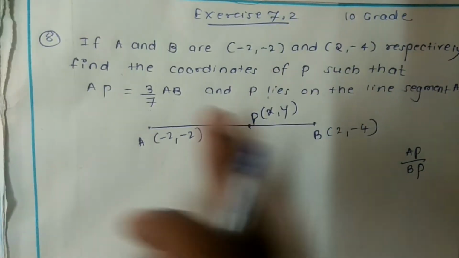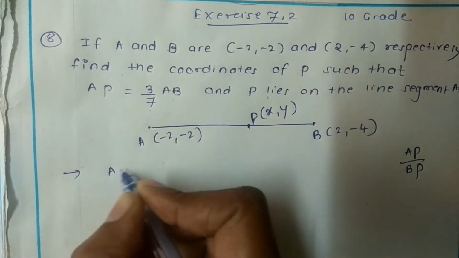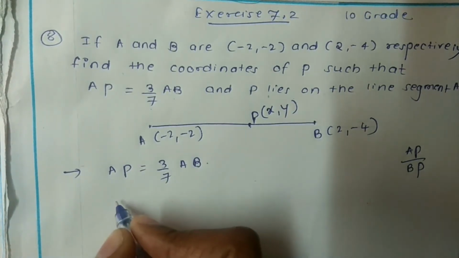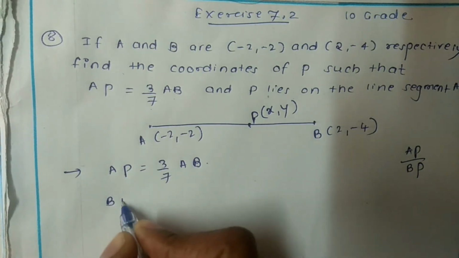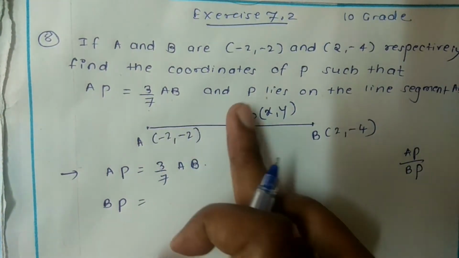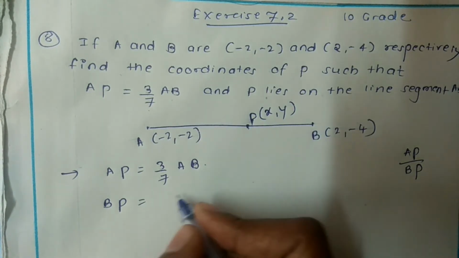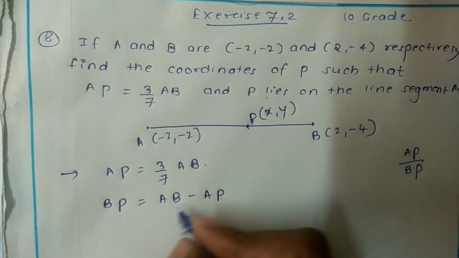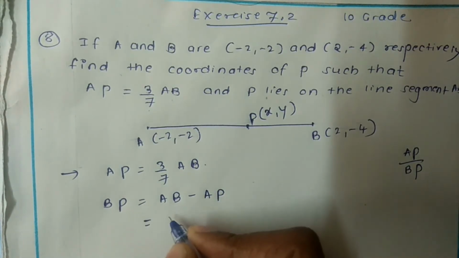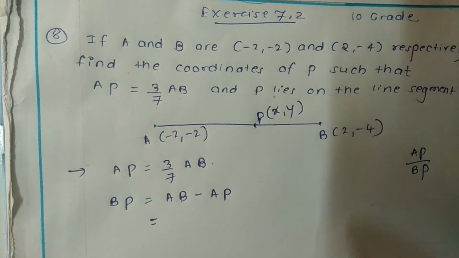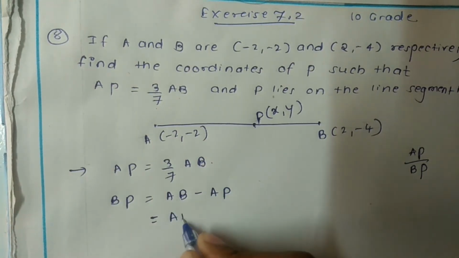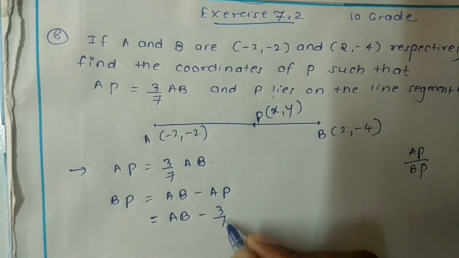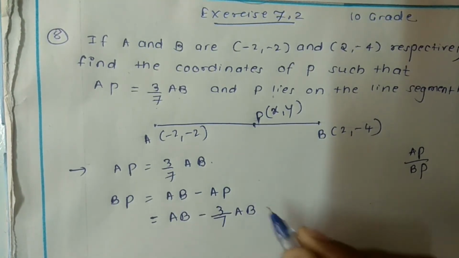So let us find out. AP is given as 3 by 7 AB. If you want to find BP, how will you get it? AB minus AP will give you BP. AB we don't know, but AP is given in terms of AB. So AP is 3 by 7 AB.